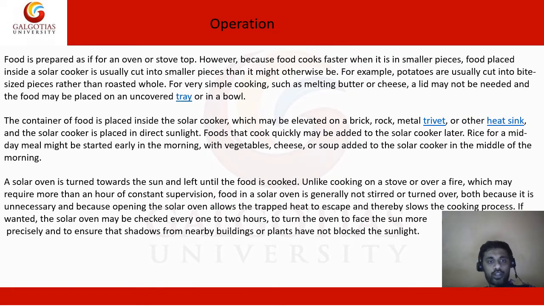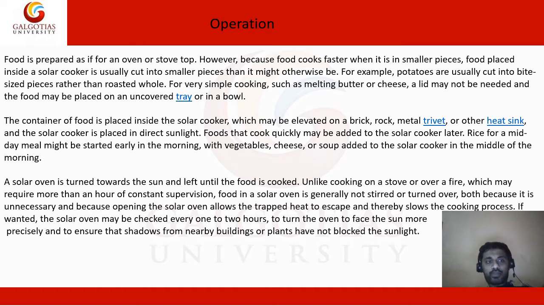Coming to the operation part, there are different kinds of solar cookers. More than 300 models of solar cooker have been made so far, and they use somewhat different methods of cooking, but most of them follow the same basic principles. That is, the food will be prepared as if for an oven or a stove top. However, because food cooks faster when it is in smaller pieces, food placed inside a solar cooker is usually cut into smaller pieces than it might otherwise be. For example, potatoes are usually cut into bite-sized pieces rather than roasted whole.